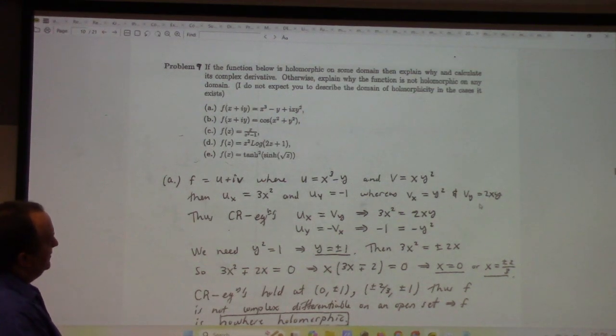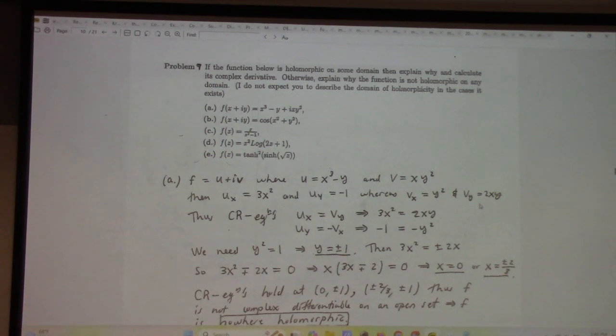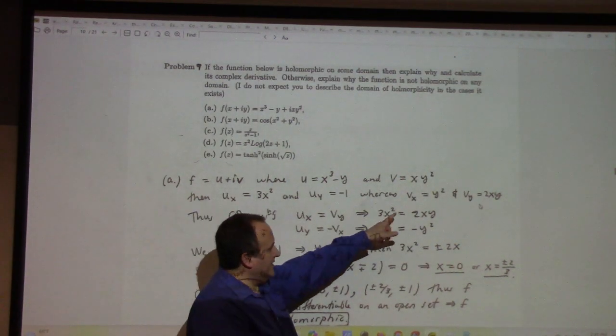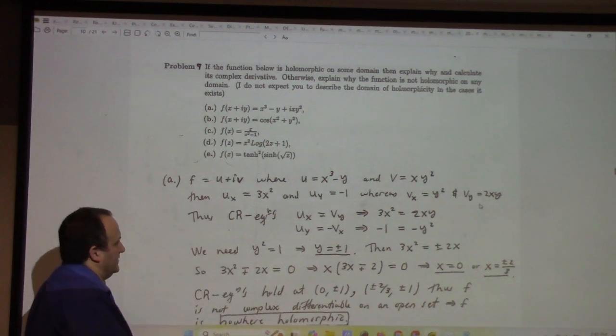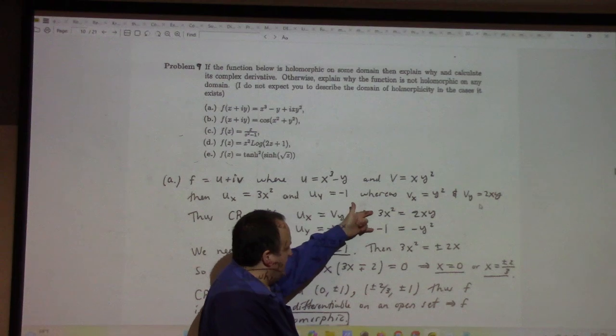Function is holomorphic on some domain, explain why, and calculate the complex derivative. Otherwise, explain why the function is not holomorphic on the domain. So I first of all have this handy dandy x cubed minus y plus i x squared y. There you just calculate u_x and u_y, and u_x is this, u_y is that, v_x is that, v_y is that. And the Cauchy-Riemann equations look like this and that.